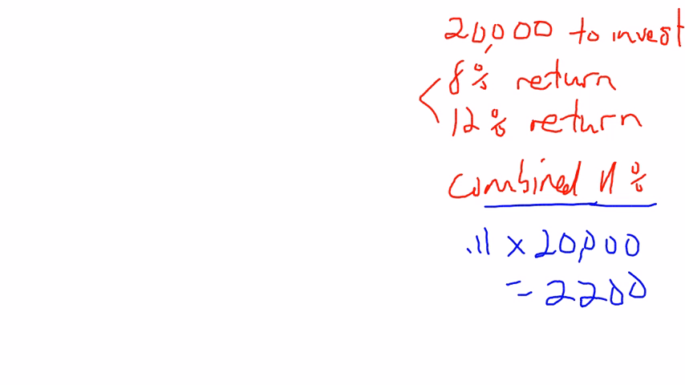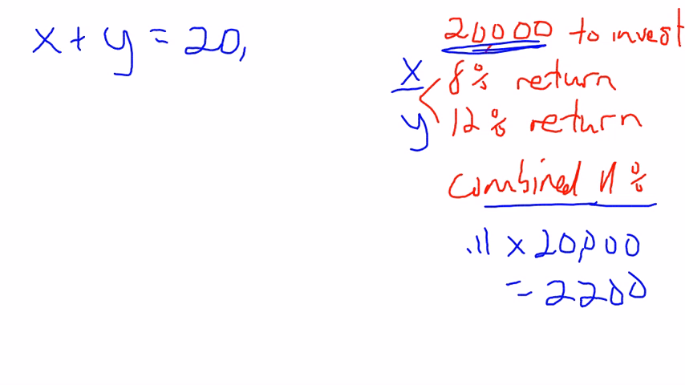If I let x be the 8% return, y be the 12% return, so the amount of money out of this 20,000 that I'm going to put into the 8% return, that's x. For y, whatever's left over, say I put 5,000 into the 8%, then y would have to be 15,000 because I'm going to use all 20,000. So the first equation is that when I add x and y together, I get my 20,000 because that's the total amount that I'm going to invest.